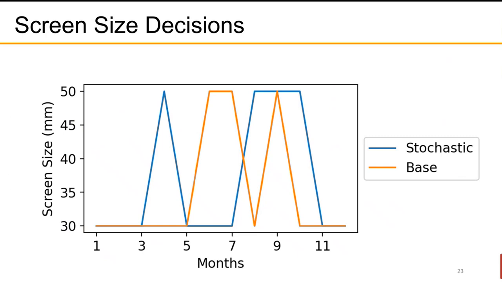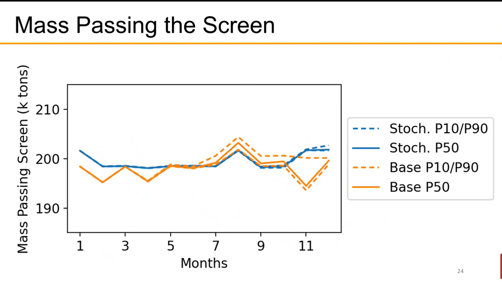Next, we'll look at the screen size. We've chosen from 3 different screen sizes, actually. We had 30, 50, and 100 millimeters. Interestingly, neither schedule ever chose the 100 millimeters. So I guess it just wasn't a very good option in this case. But again, we can see that the 2 schedules have chosen different screen sizes. And here we can see the mass passing the screen. So now we can look at how these choices are impacting results.